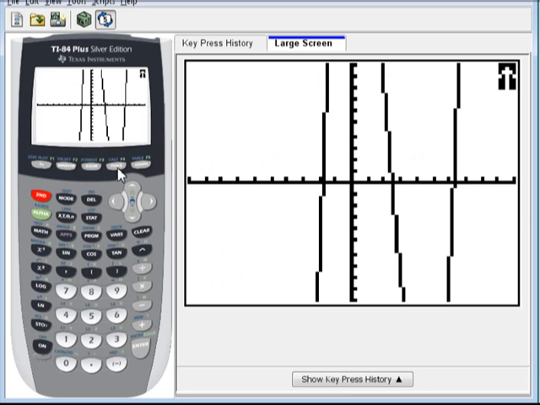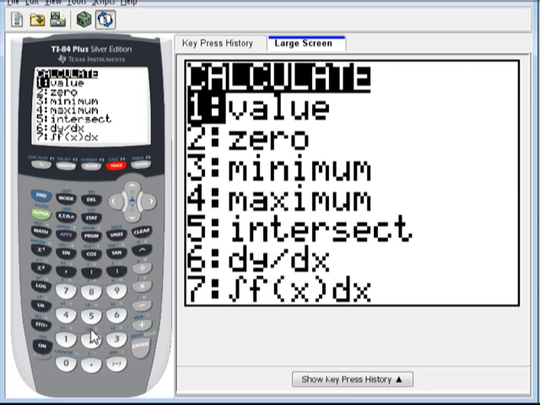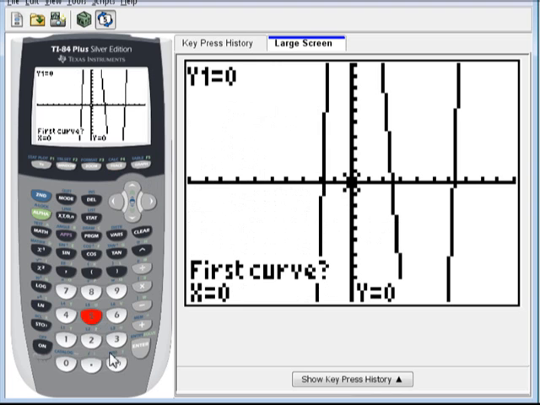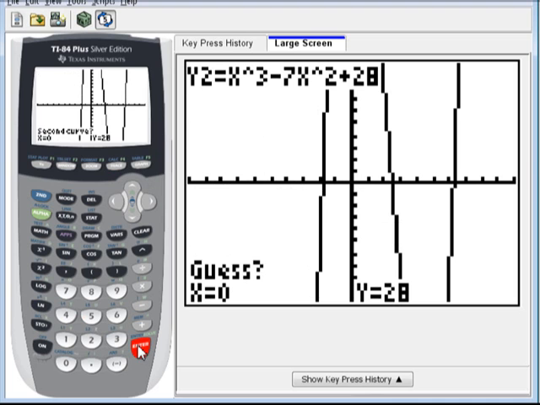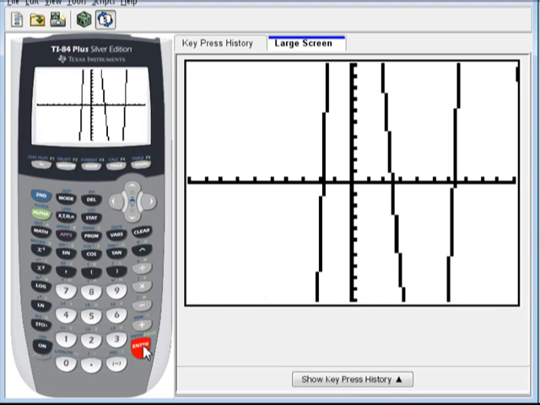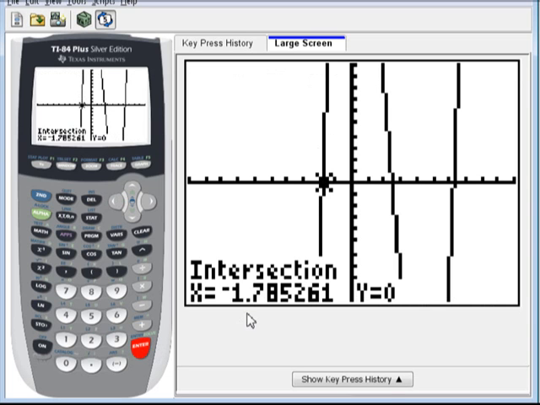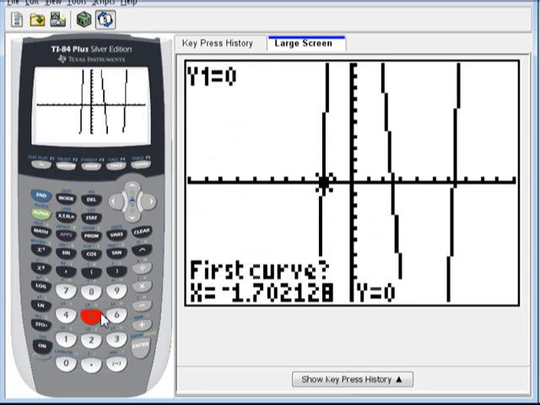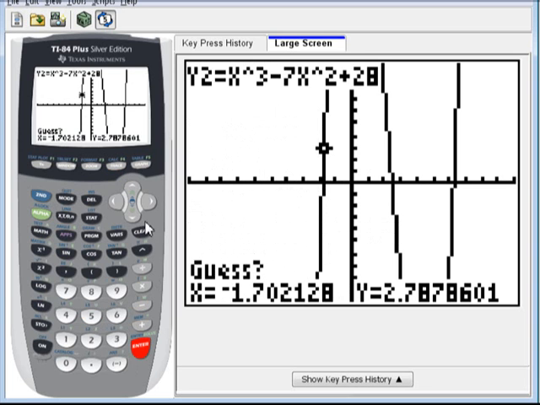So we're going to do second, calc, intersect, which is 5. And all you have to do, because there's only 2 functions here, is press enter for the first 2 curves. And then for the guess, you're just going to put your cursor close to where you think it is. So I'm going to try and find this one. And there it is. So that x-intercept is at about negative 1.8 or so. I can do that again. Second calc, intersect, enter. Now I need to move my cursor to the right.